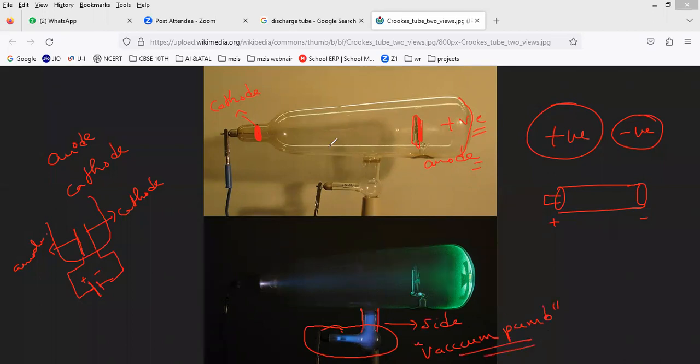What is the use of this vacuum pump? Anyone? It will create low pressure or high pressure? Low pressure. It will create low pressure inside. Why do we need to create low pressure? The reason I told you already. To make the gas a good conductor. Not the air, the gas. So please remember that, to make the gas turn into a good conductor of electricity, we are doing that. Is it okay, guys?